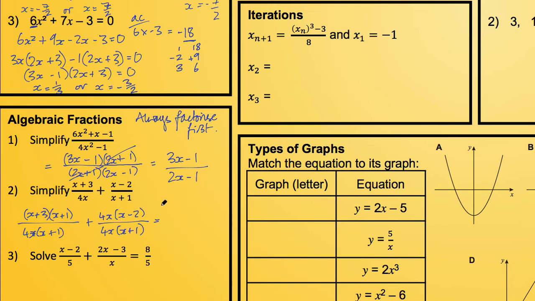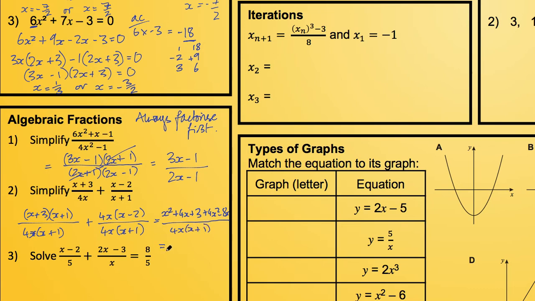So that gives me x squared plus 3x plus another x, so that's plus 4x plus 3. Plus here 4x squared, and 4x times minus 2 is minus 8x over that same denominator, 4x times x plus 1.